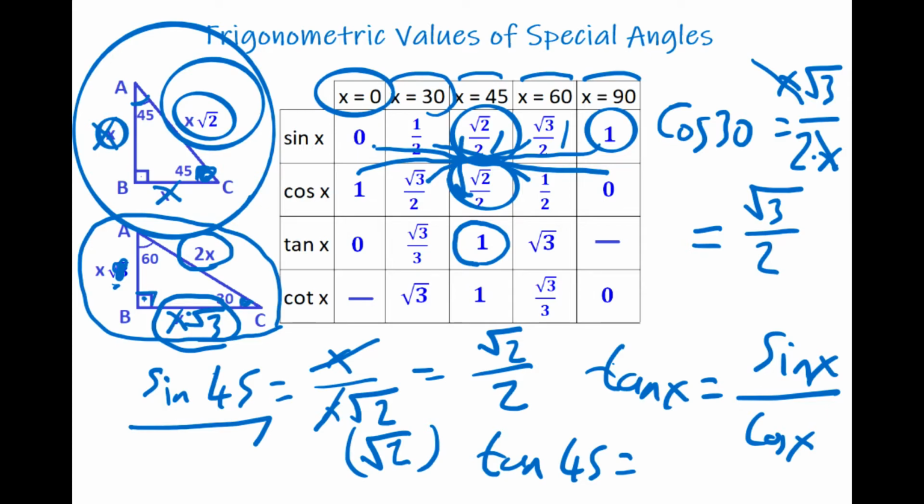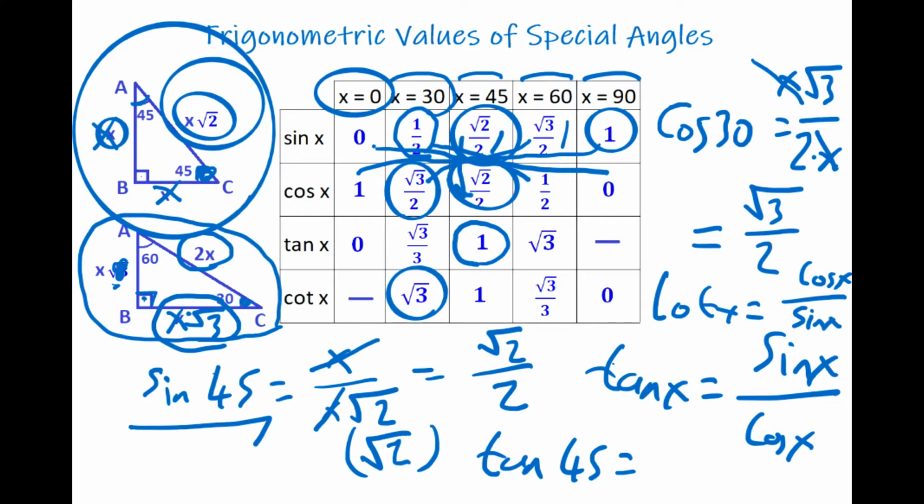When it comes to cotangent, cotangent x is cosine of x divided by sine of x. So for example, let's say I want to find out what is cotangent 30. Cotangent 30 means cosine 30 divided by sine 30. And once you divide those values, then we're going to have square root of 3, guys.